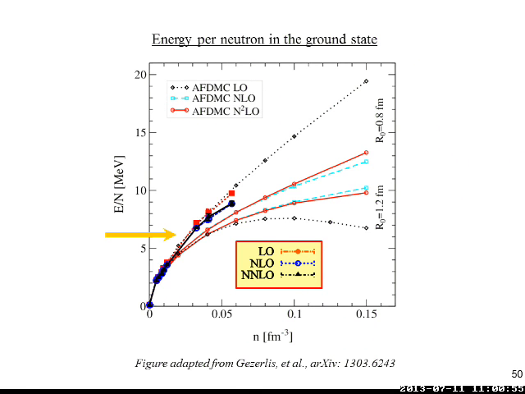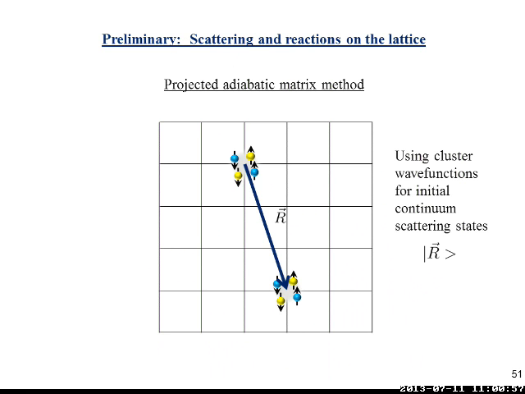Now, because I'm running out of time, I'll just shift to my last topic. What we're also developing, this might be interesting to those of you who are doing Monte Carlo simulations, is how to do scattering and reactions on the lattice. So we've developed this technique called the projected adiabatic matrix method, or just adiabatic projection method.